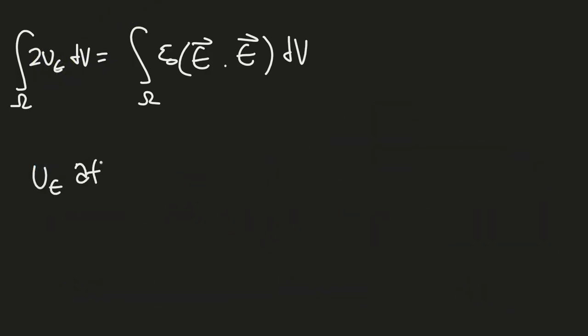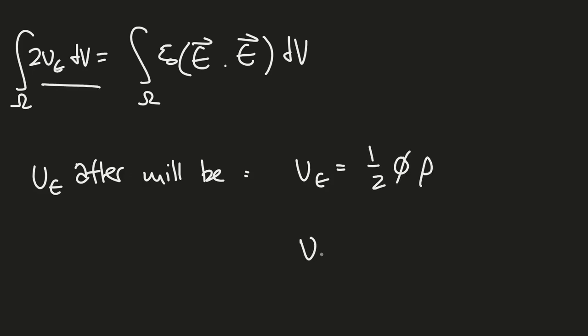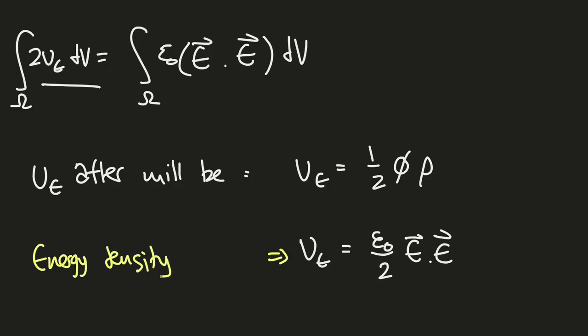So here, U_E after will be U_E equals 1/2 multiplied by V rho, and then U_E equals epsilon over 2 multiplied by E dot E here. This thing is related to the energy density of the electric field, not the electric charge. And next, we go back to the definition of W.